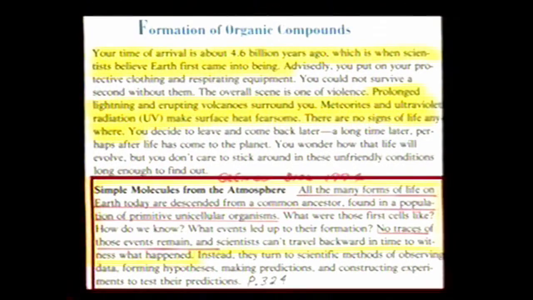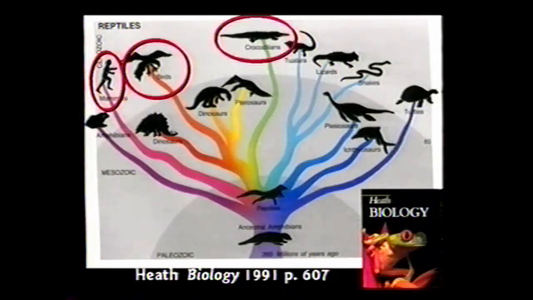Look at this textbook, it says, all the many forms of life on Earth today are descended from a common ancestor found in a population of primitive unicellular organisms. Now, hold it. There's no such thing as a primitive unicellular organism. But they show the kids that we evolved from something other than we are today, and nobody's ever seen any animal produce a different kind of animal. This one says the humans, the birds, and the crocodiles had a common ancestor. Isn't that what that tree is supposed to represent to the kids?